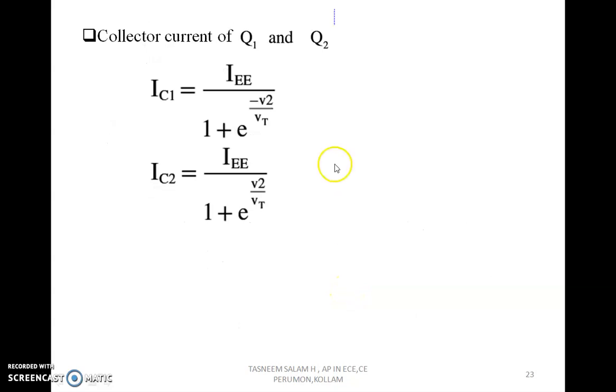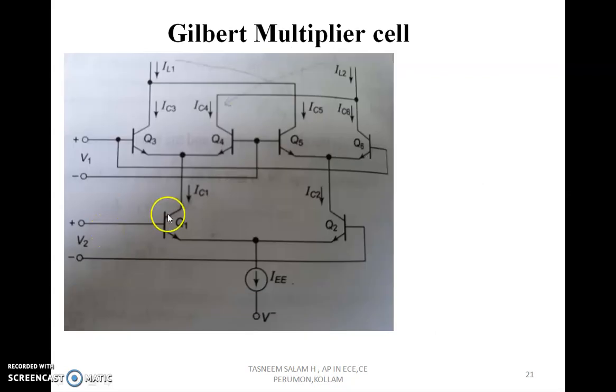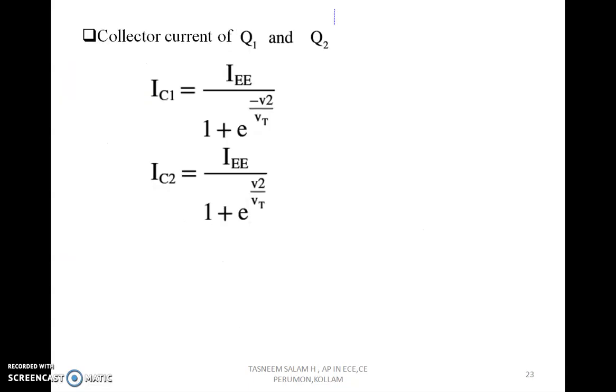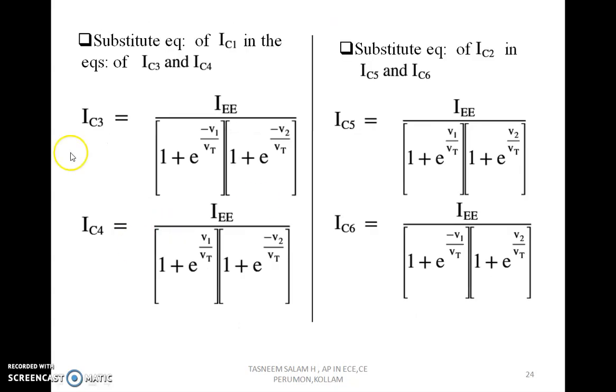Next we are moving on to the collector current of Q1 and Q2. Here we can write it in terms of IC1 and IC2. We can write it in terms of IEE: IC1 equals IEE divided by 1 plus e raised to minus V2 by Vt, and similarly we can write IC2. So here we have to substitute the equation for IC1 in the equations of IC3 and IC4. So we'll get all the equations in terms of IEE.